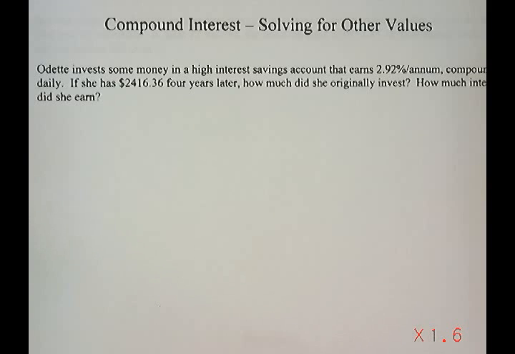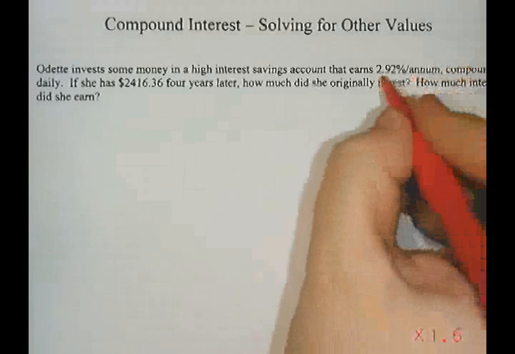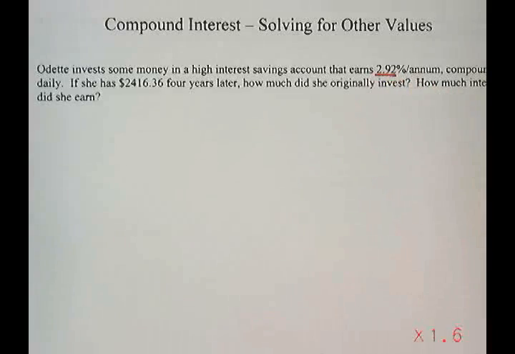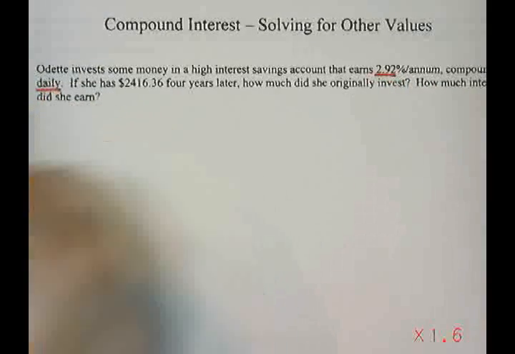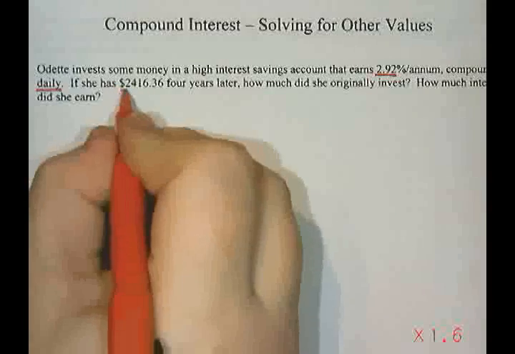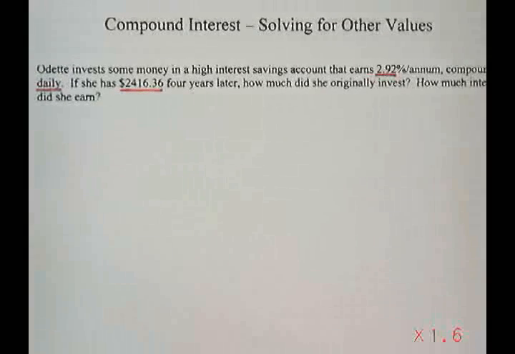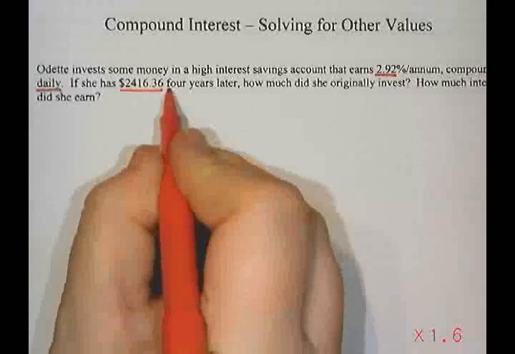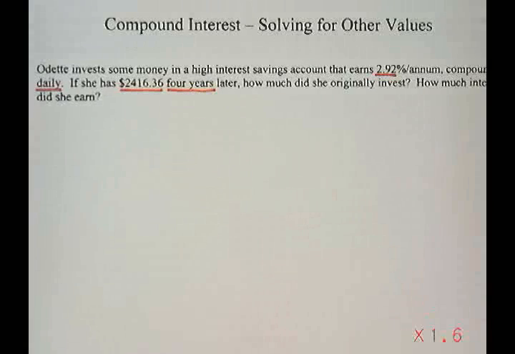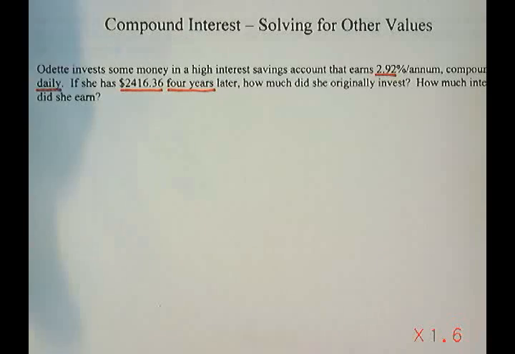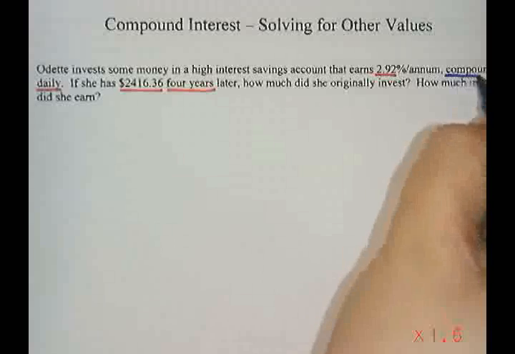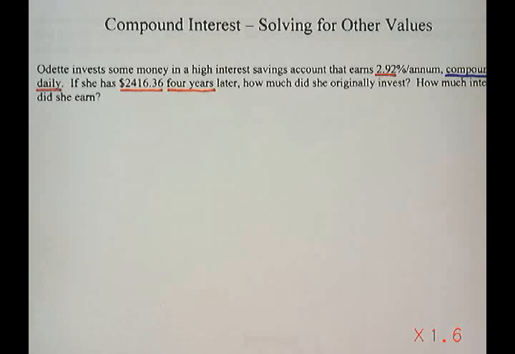So I'm just going to underline all the things that I think are important. I do see that there's an interest rate of 2.92%, and that is being compounded daily. She has $2,416.36, and that's going to be 4 years later. And I want to know how much did she originally invest, which would be my principal. So the first thing I need to do is figure out whether I think this is simple or compound interest. Since I do see the word compounded, that tells me that we should be using our compound interest formula.